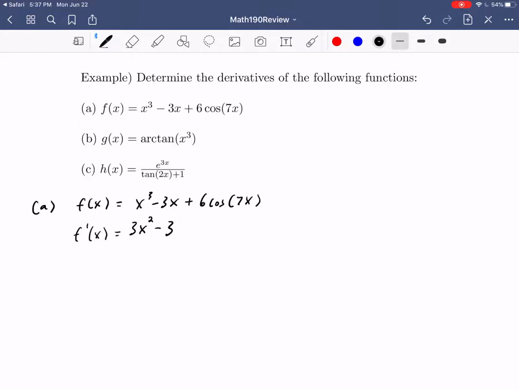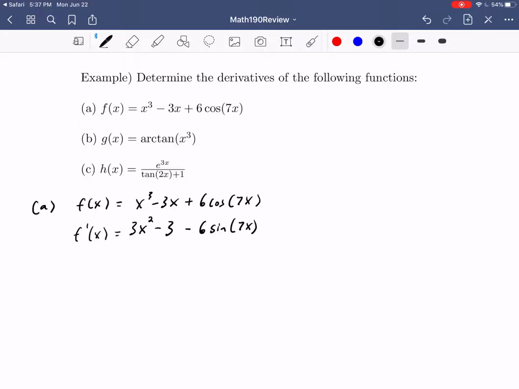So just minus 3. And then here, we should be a little bit careful. There is a composition, so we're going to be technically doing a chain rule. The derivative of cosine is going to be negative sine. So we get negative 6 sine 7x.